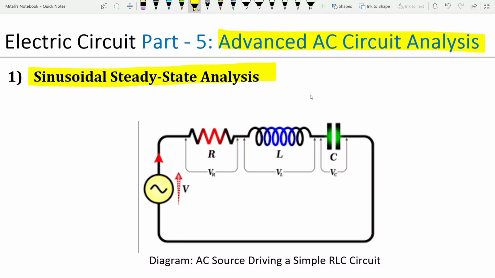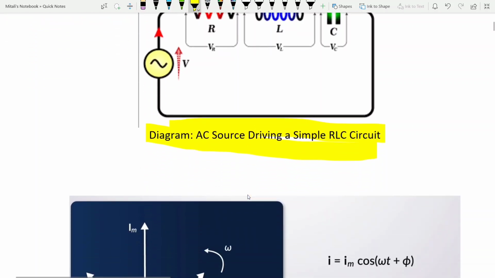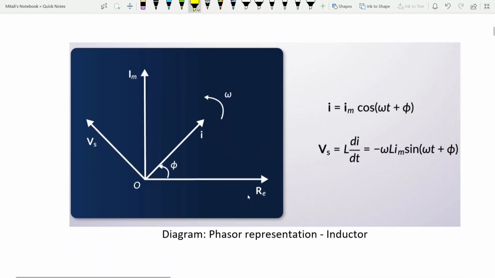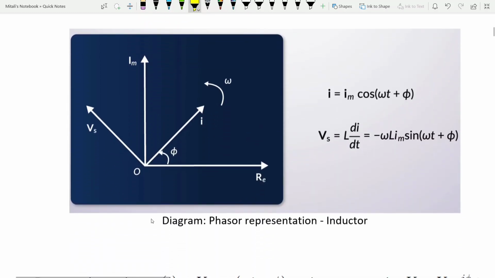This is when we analyze circuits that are driven by sinusoidal sources after the initial transients have died out, leaving only the steady-state response. We can see the diagram: an AC source driving a simple RLC circuit. In this analysis, we use phasors to simplify calculations. A sinusoidal voltage or current can be represented as a phasor, which is a complex number representing the amplitude and phase of the sinusoid. We can see the phasor representation of an inductor.